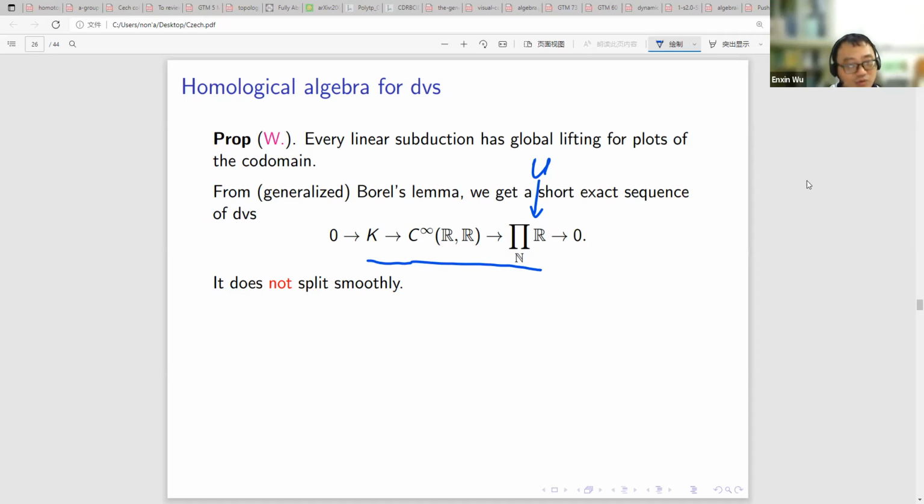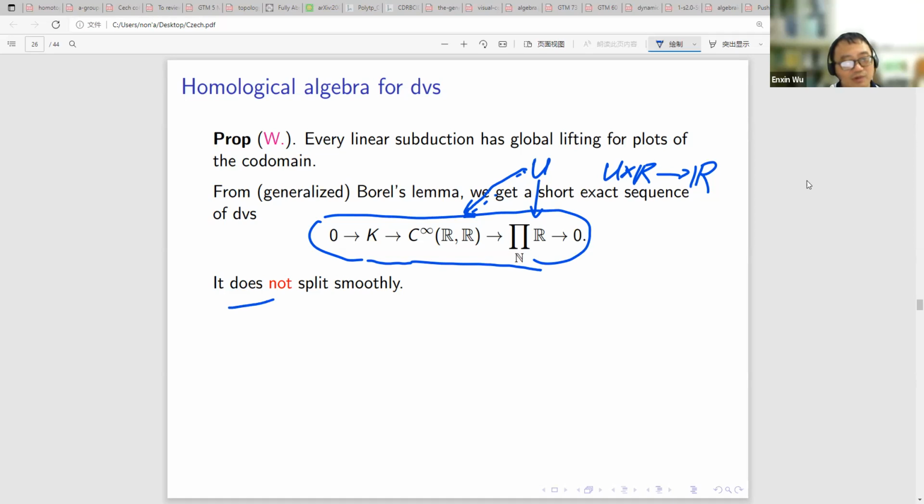Because linear subduction always has a global lifting, you can first of all check this is a quotient space, and moreover, you can lift it. By lifting it, it just means you have a map. This map is smooth, which matches the generalization of Borel's lemma. The generalized Borel's lemma just says this is a short exact sequence of diffeological vector spaces. But the interesting thing is it does not split smoothly.